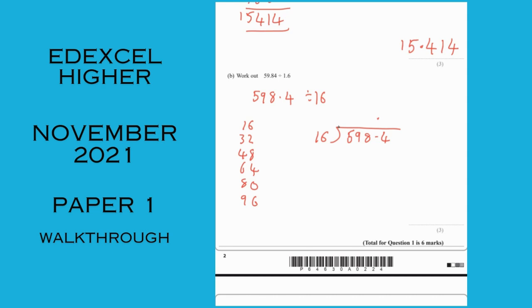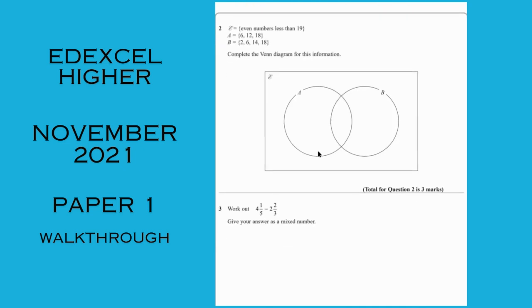16 into 59 is 3 with a remainder of 11. Gotta go again. Add 16, it's 112. That'll do. 1, 2, 3, 4, 5, 6. That'll be 7 of them with a remainder of 6. And that means it finishes off here because 4 16s are 64. Job done. And just because you multiplied the numbers in the question by 10, you don't adjust the answer. The answer stays the same. If you don't believe me, try it on a calc.